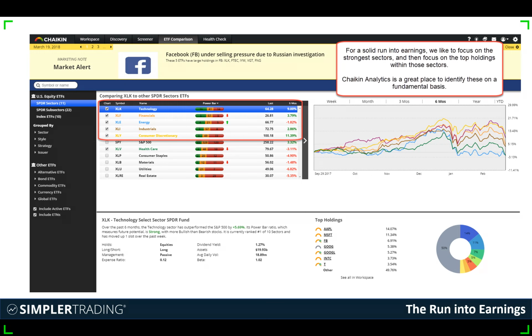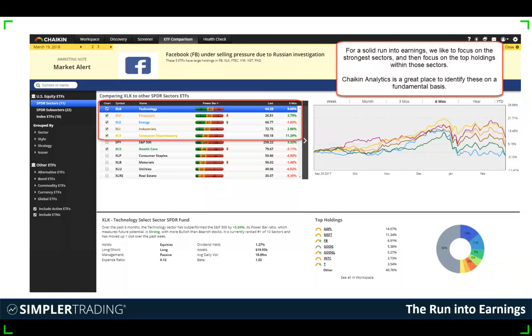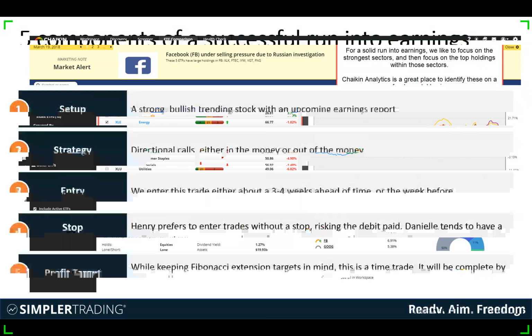All right. So for the solid run into earnings, we like to focus on the stronger sectors and then focus on the top holdings within those sectors. And that is pretty much the 5-star that I've come up with as well, kind of combining those two things.